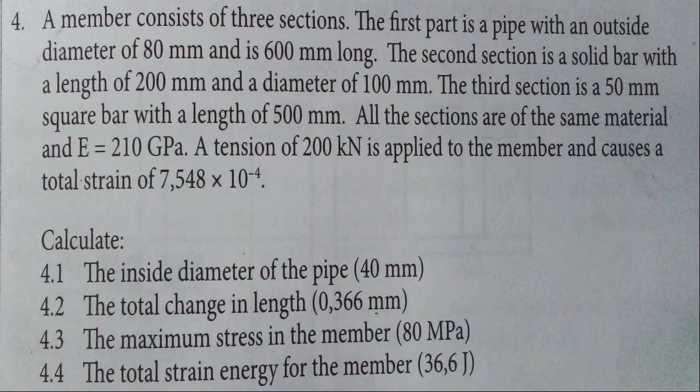A tension of 200 kilonewton is applied to the member and causes the total strain of 7.548 times 10 to the power negative 4. And then we go to the questions. They say calculate 4.1 the inside diameter of the pipe, calculate the total change in length, which is 4.2. 4.3 calculate the maximum stress in the member. And then we go to 4.4, which says calculate the total strain energy for the member.